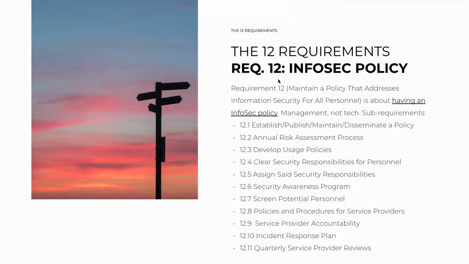Let's take a look. Let's cover the last requirement of the PCI-DSS. Requirement 12 has the full name of Maintain a Policy that addresses information security for all personnel. And as the name says, it's about having an information security policy at all levels of the organization. This is probably the only requirement in the framework that is not technical but is about management. This is fully about policies, as the name says.